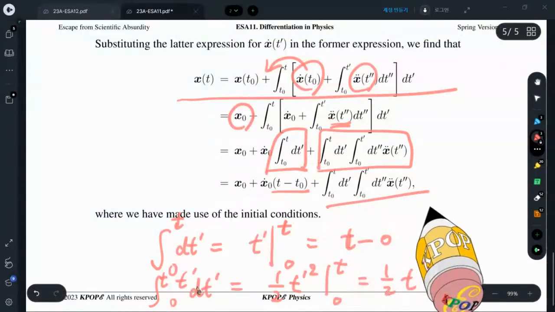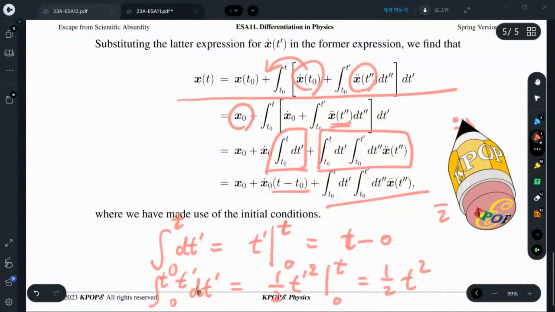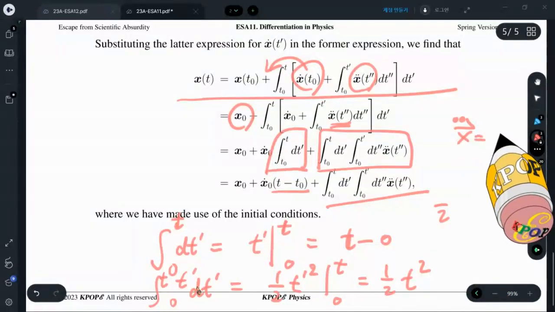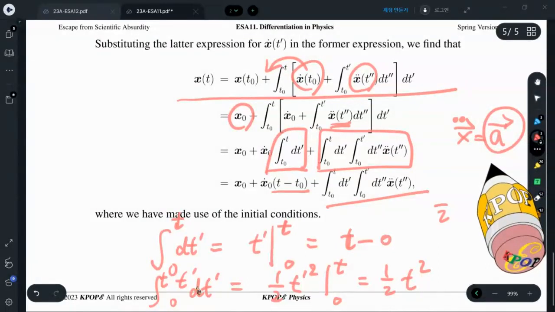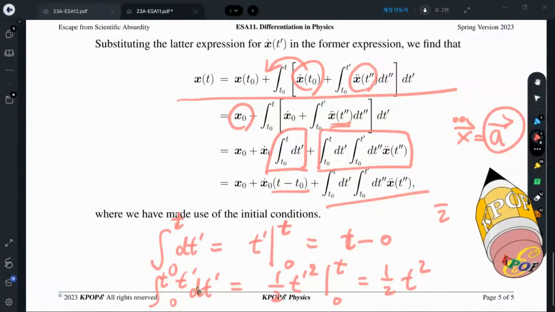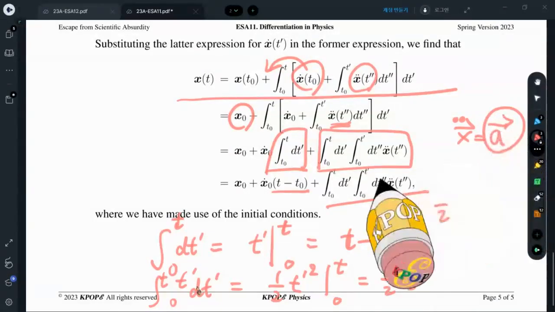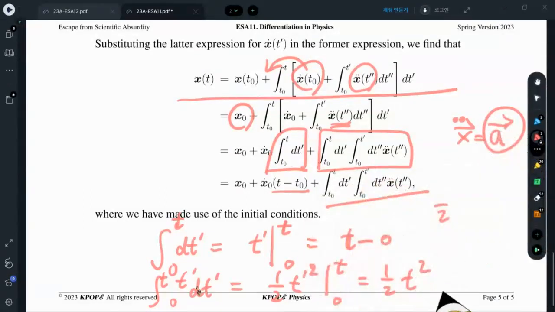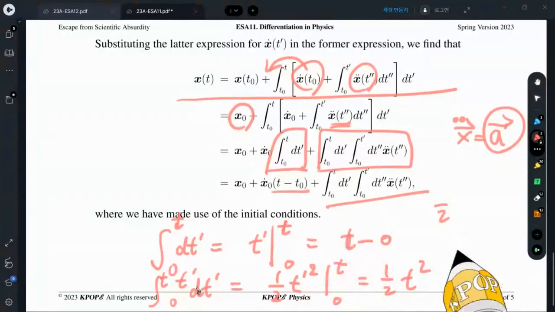Therefore, this integral, if this is a constant acceleration, in the case of, for example, free falling motion, if it is constant, this integral is proportional to 1/2 t squared. Sure, if you consider t0, then 1/2 (t minus t0) squared.